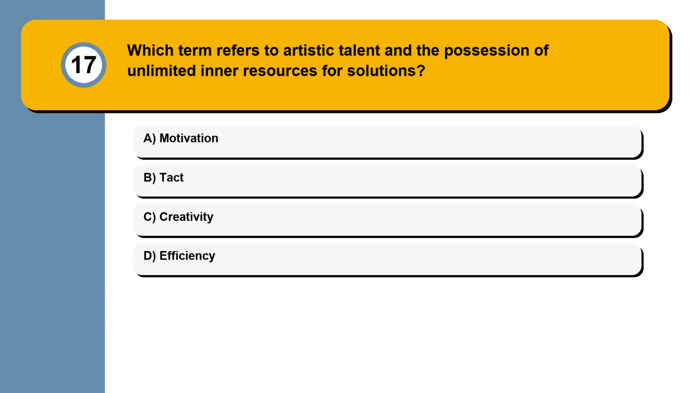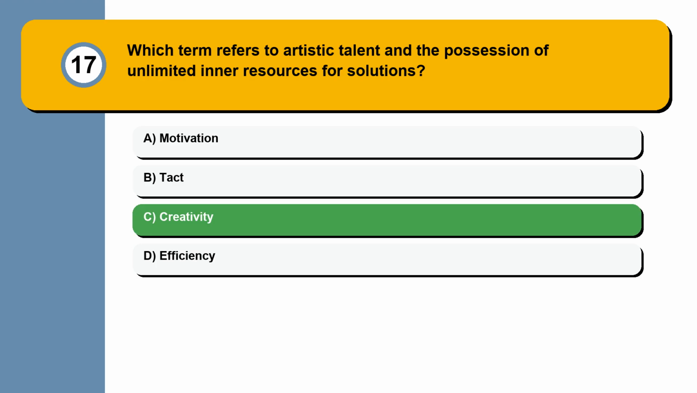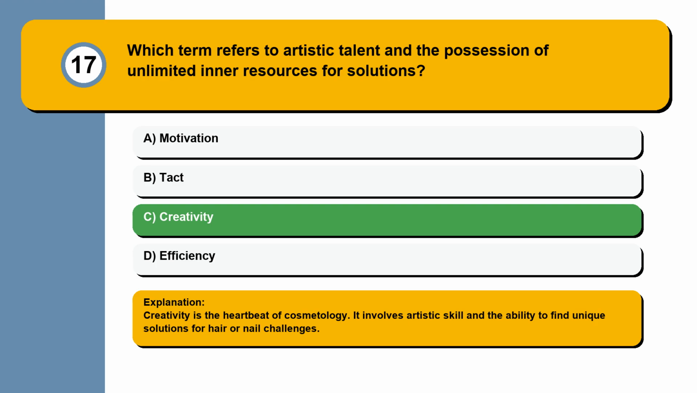Question 17. Which term refers to artistic talent and the possession of unlimited inner resources for solutions? Motivation, tact, creativity, efficiency. Creativity is the heartbeat of cosmetology. It involves artistic skill and the ability to find unique solutions for hair or nail challenges.